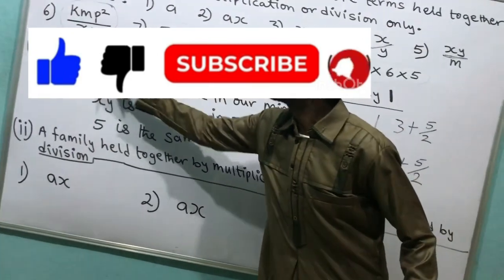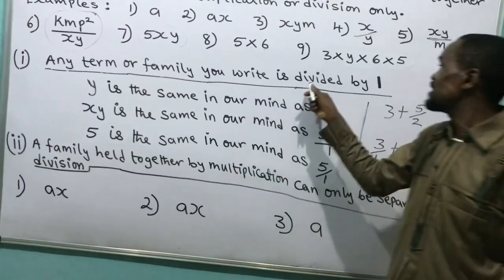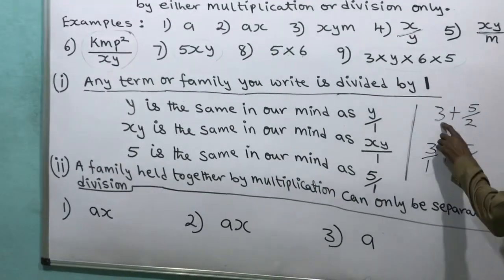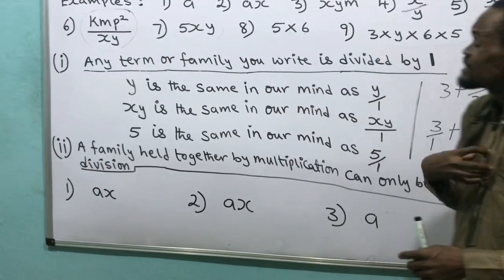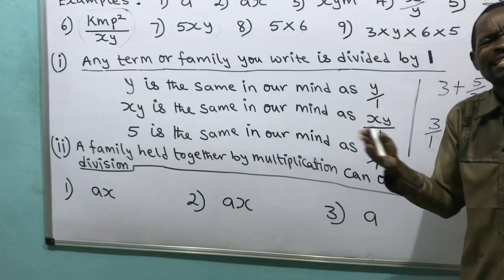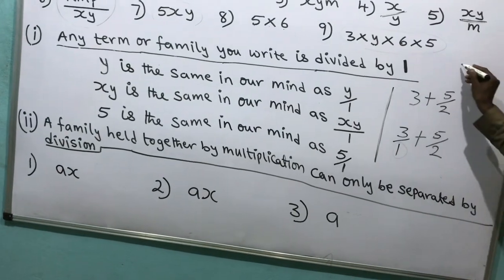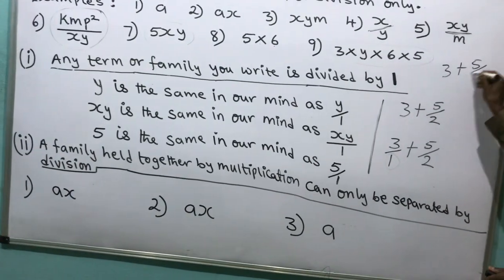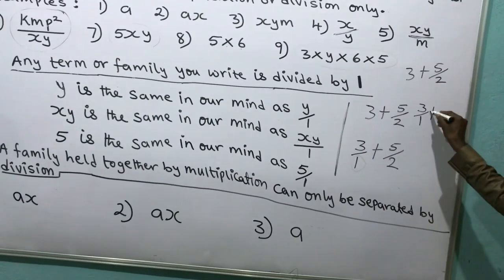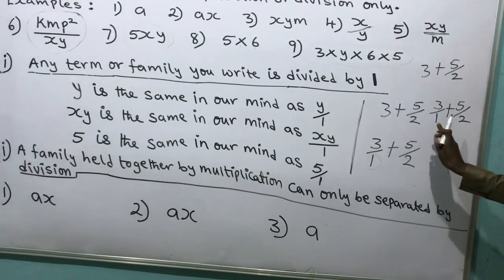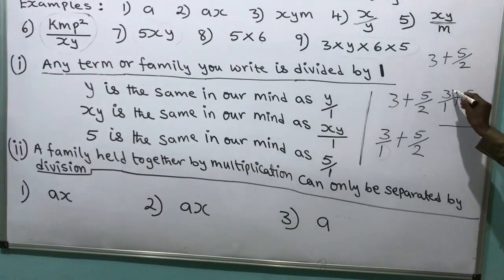Where did I get this 1 I put here? By knowing that any term we write is divided by 1. And that's what made me bring this 3 divided by 1. By having it inside my heart that any term we write is divided by 1. So whenever I write 3 plus 5 over 2, this 3 is the same thing as 3 divided by 1 plus 5 over 2. I cannot say LCM of 2 and 1, I will begin to look for LCM. So you have seen the reason why we bring the 1.